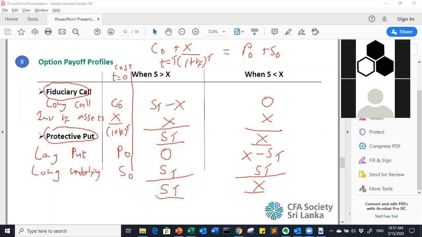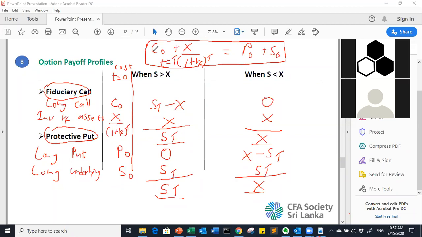Which means that the cost of the fiduciary call is this C0 plus X over 1 plus RFT, and the cost of the protective put is P0 plus S0. So those two have to equalize. That's where we get this relationship, which is what we call the put call parity. So that is the result. That's where that is derived from.